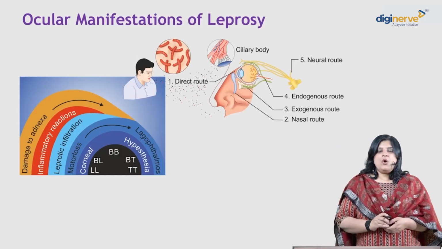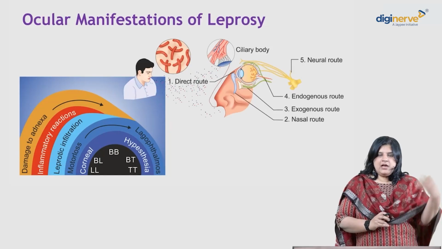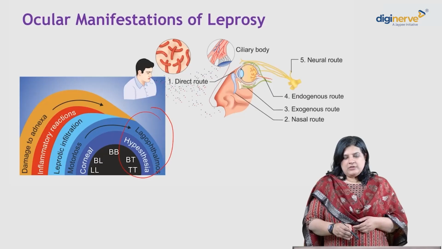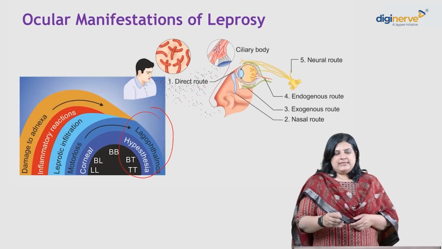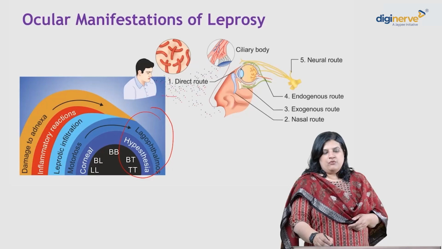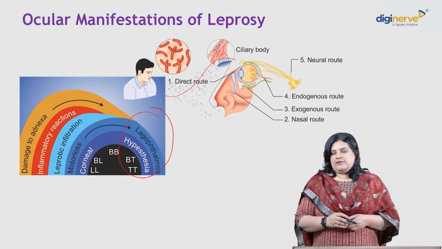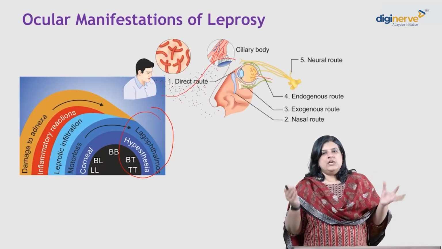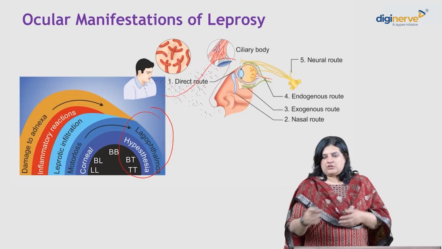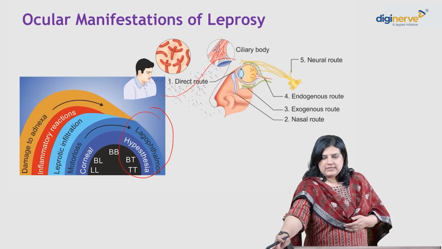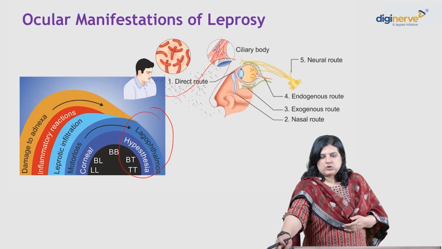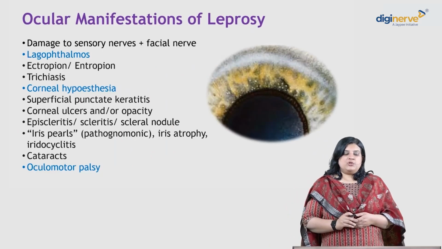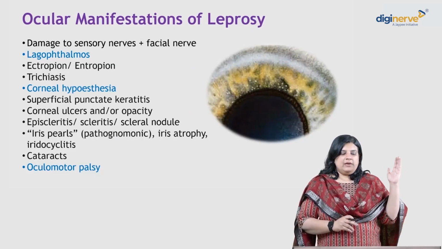Now, the ocular manifestations of leprosy are quite common in the tuberculoid stage. You will have lagophthalmos, hypoesthesia, because these microorganisms, they go via a direct route and lodge in the ciliary body, and via a neural route or an endogenous route or exogenous route, they can influence these ocular structures and result in lagophthalmos and hypoesthesia, that is decreased corneal sensations. There is a damage to the sensory nerves, there is a damage to the facial nerve leading to lagophthalmos.